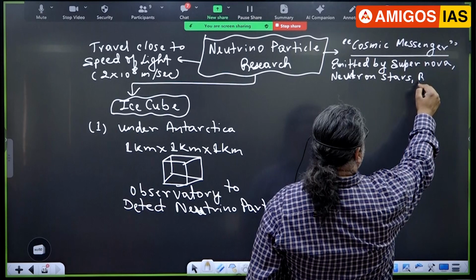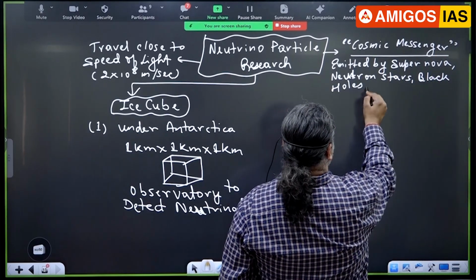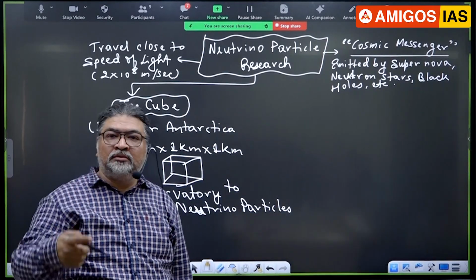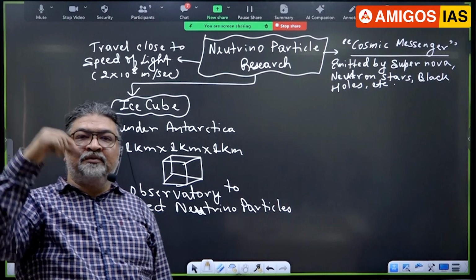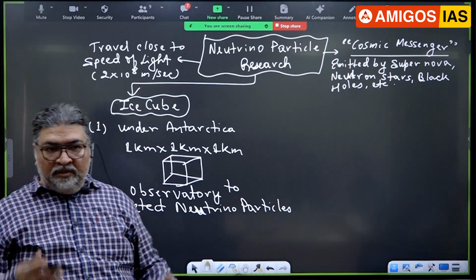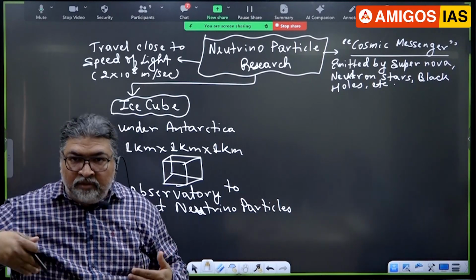Right? Then even black holes, etc. That means through neutrinos, we can understand universe events. But they travel very fast. Even now in the classroom, hundreds and thousands of neutrinos are crossing our body.